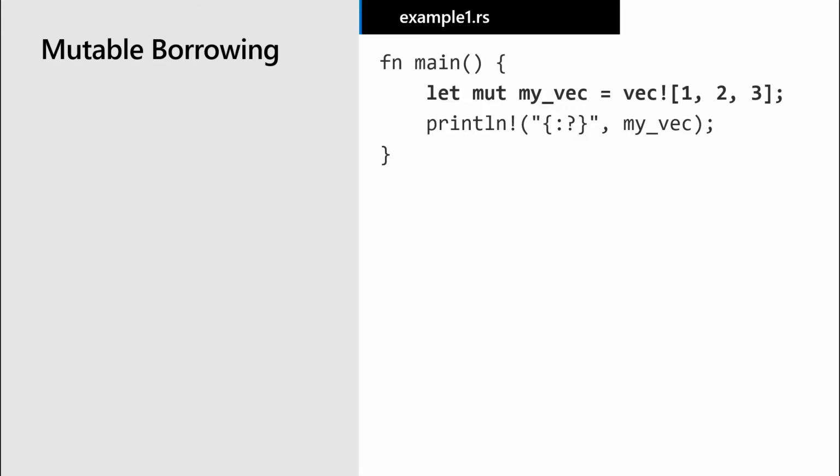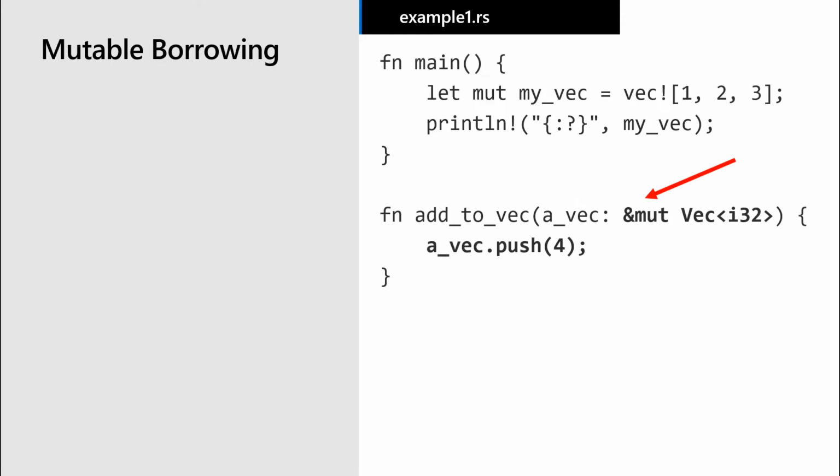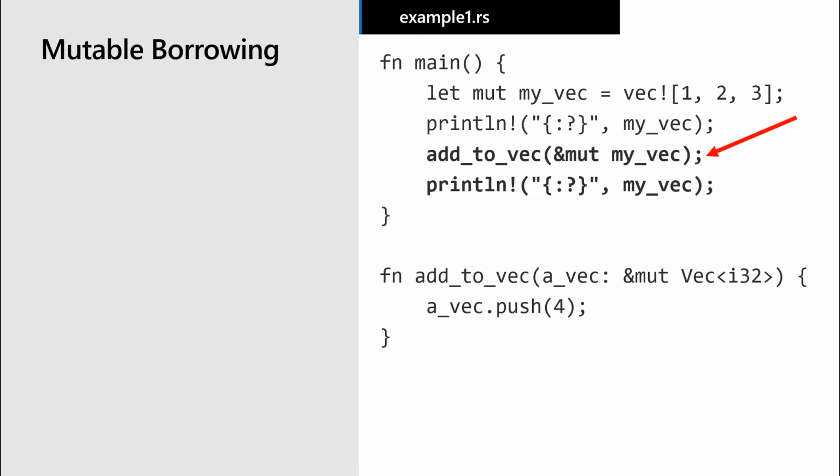Here we create a vector with the elements 1, 2, and 3 in it. And then we print the vector out. Next, let's create a function that takes a mutable reference to a vector of 32-bit integers and adds a value to that vector. Back in the main function, let's call add2vec and pass it a mutable reference to myvec.